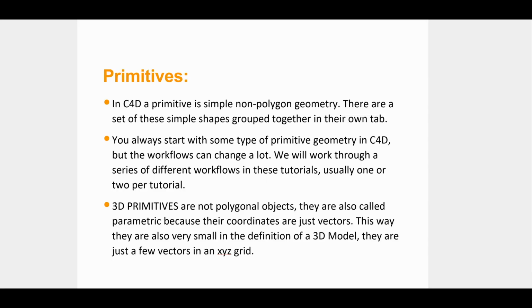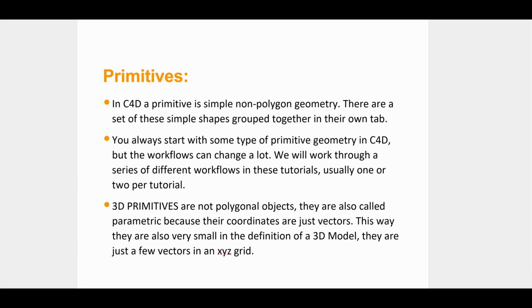In Cinema 4D, a primitive is simple non-polygon geometry. There are a set of these simple shapes grouped together in their own tab that we're going to look at. You always start with some type of primitive geometry in Cinema 4D, but the workflows can change a lot. We will work through a different series of workflows in these tutorials, usually 1 or 2 per tutorial.